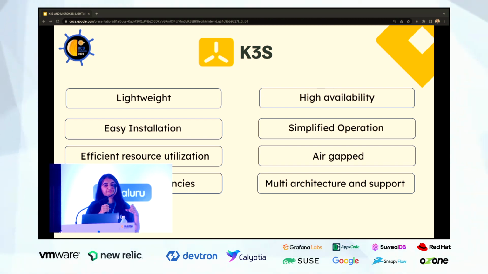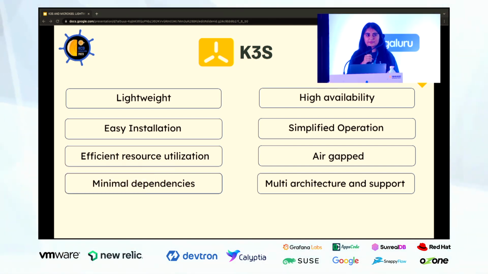Simplified operation. Apart from these edge use cases, it simplifies things for operations as well. You can enable CI/CD easily here, with the help of a GitLab pipeline. It is very suitable for that. So it simplifies things for operations as well. Efficient resource utilization, it uses around 512 MB of memory, which makes it very resource efficient. So it is designed very well to use resources efficiently.